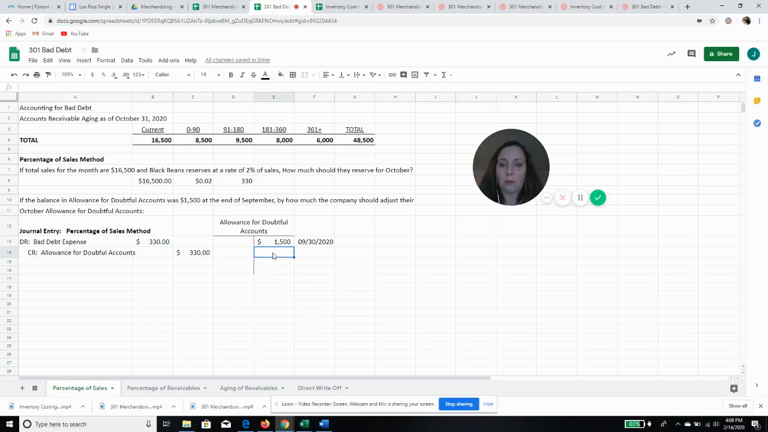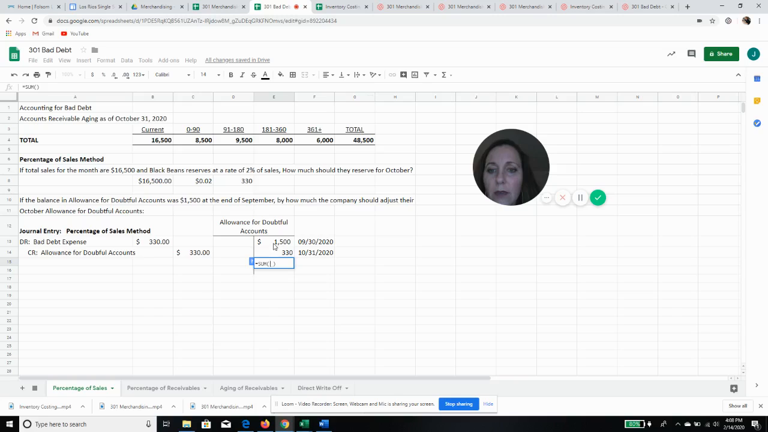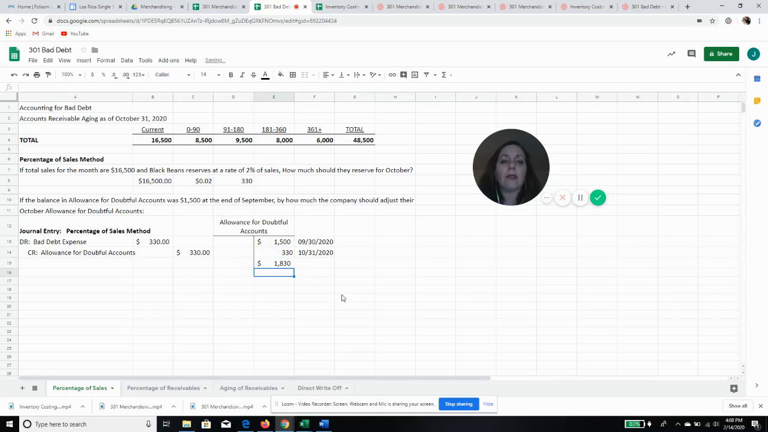So then we're going to book at the end of October, and we usually only do this at the end of the month. We're not going to do it multiple times in the month because we just really don't need to. It's an estimate. It's not going to be precise. All right, so we book our $330. So at the end of October, the balance of our allowance for doubtful accounts account is going to be $1,830.